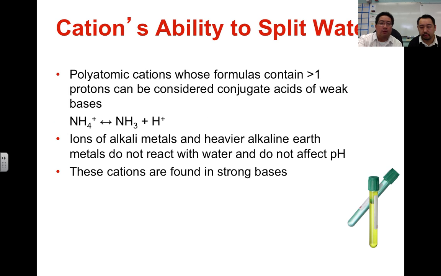For cations, these are polyatomic cations whose formulas contain at least one proton, and we can consider them conjugate acids of weak bases. And remember, conjugate acids of weak bases are strong, which means they're going to want to give up that hydrogen ion. Ions of alkali metals and heavy alkaline earth metals do not react with water and will not affect pH. You'll often find these cations in strong bases, so you don't have to worry about those.